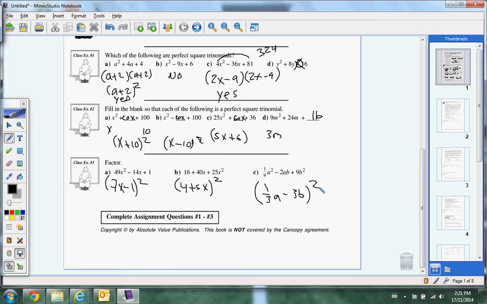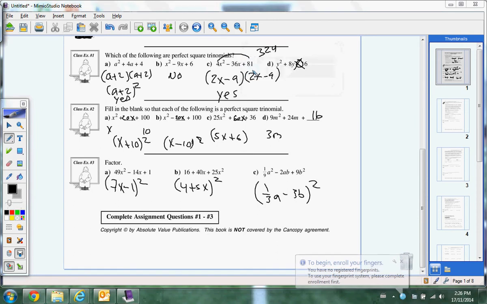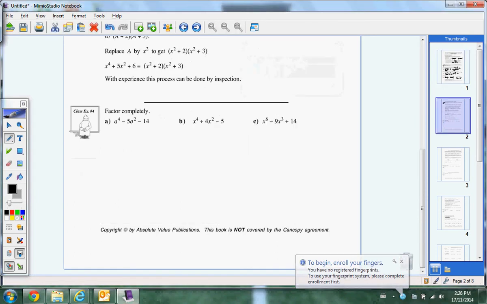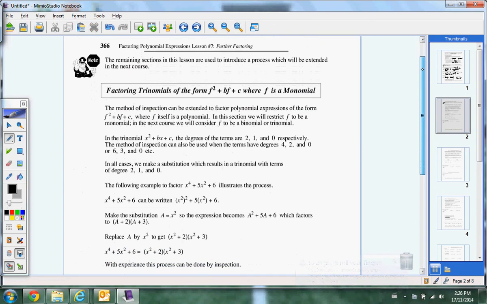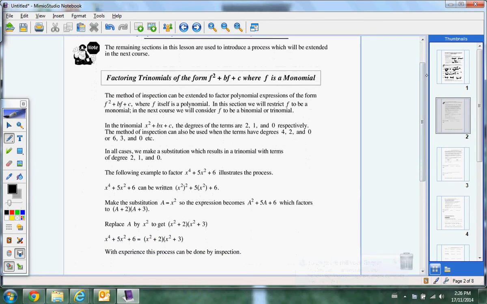Okay, go ahead and pause here for a second. All right, so now we're going to move to understanding that you can factor. A lot of things have to have a factoring pattern. And by that we mean we factor a trinomial of the form f squared plus bf plus c, where f is a monomial.